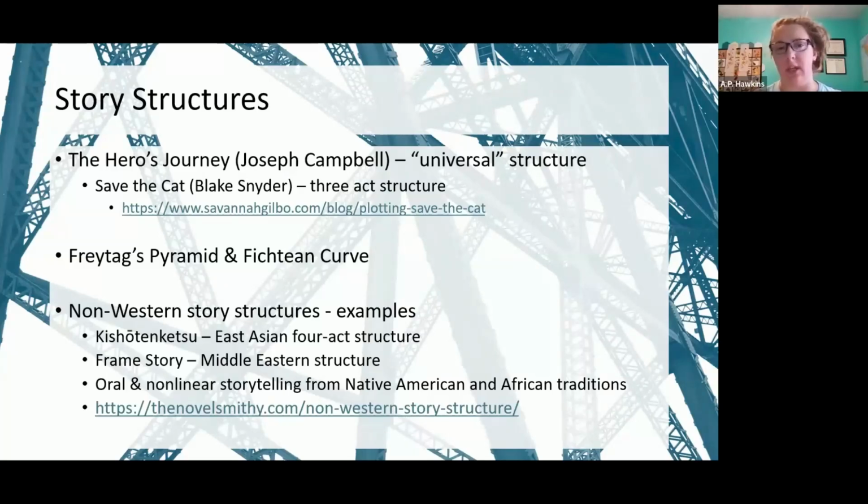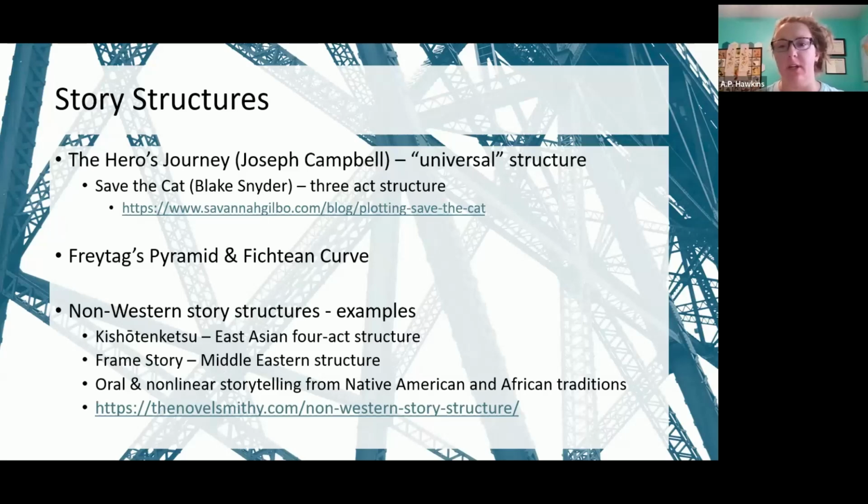You have the Kishotenketsu, which is a four-act East Asian structure that has its roots in Chinese poetry, but has spread throughout China, Japan, and North and South Korea. Frame stories are actually a Middle Eastern structure. I think the earliest known frame story is 1001 Nights. You might also be familiar with The Princess Bride. It's also a frame story, but that structure has its roots in Middle Eastern culture.